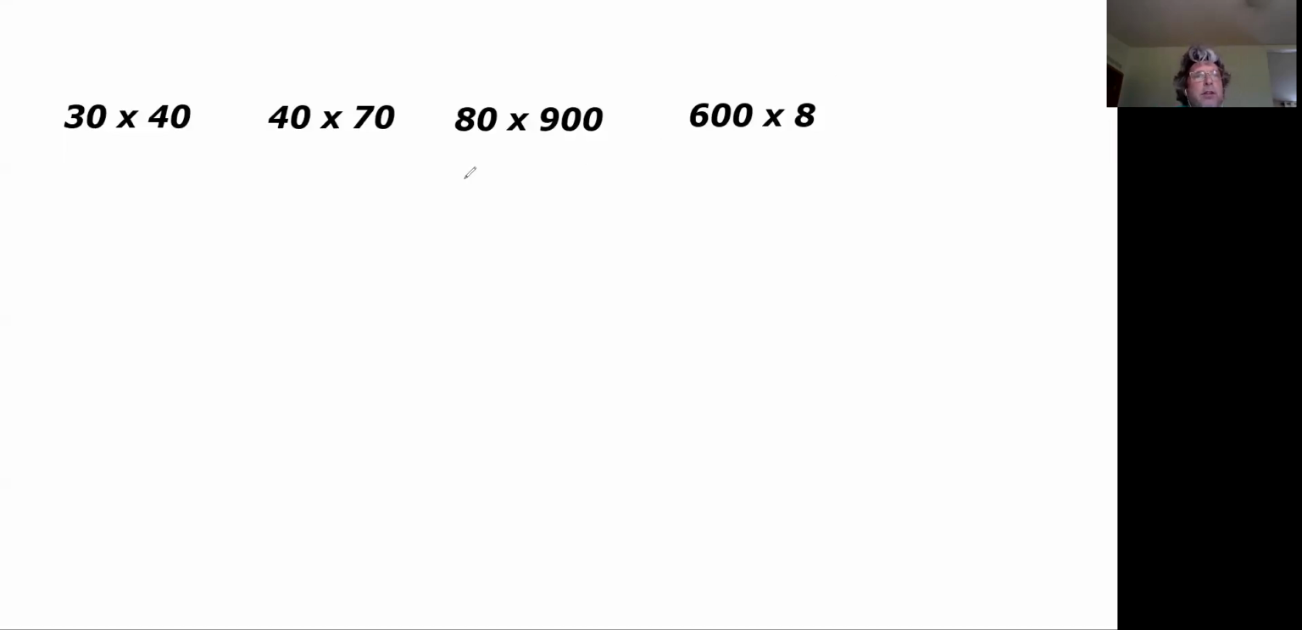So let's take a look at some math involving multiplying with trailing zeros. Let's look at the example. We have 30 times 40. Again, remember that a trailing zero means we're multiplying by 10. So I have 3 times 10, because remember, 30 is the same thing as 3 tens. 40 is the same thing as 4 times 10, or 4 tens.